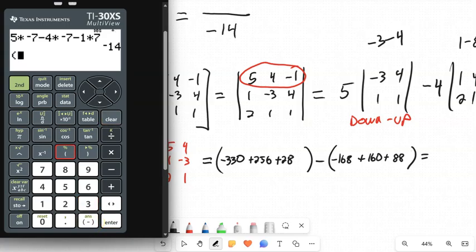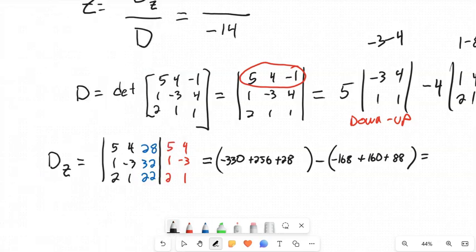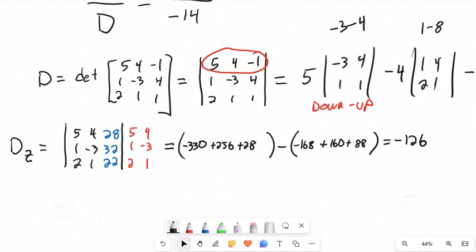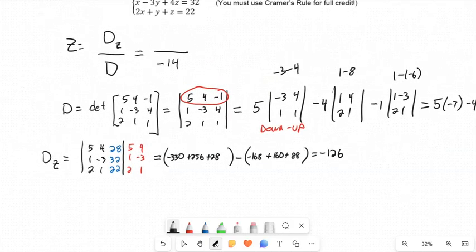Here, let's just put a parenthesis around it. The first parenthesis is not necessary, but it's safe to use. Minus the second parenthesis is critical, because that negative has to either distribute to all 3 numbers, or you have to work the 3 numbers out first and then distribute. Final answer, negative 126. So these are the 2 different approaches to doing a 3 by 3 determinant.